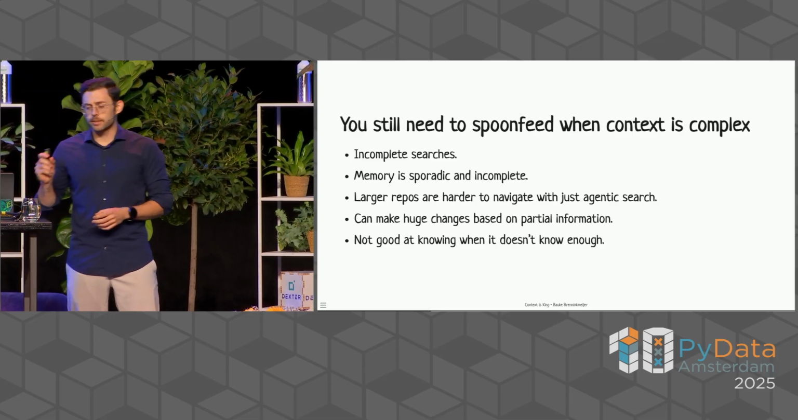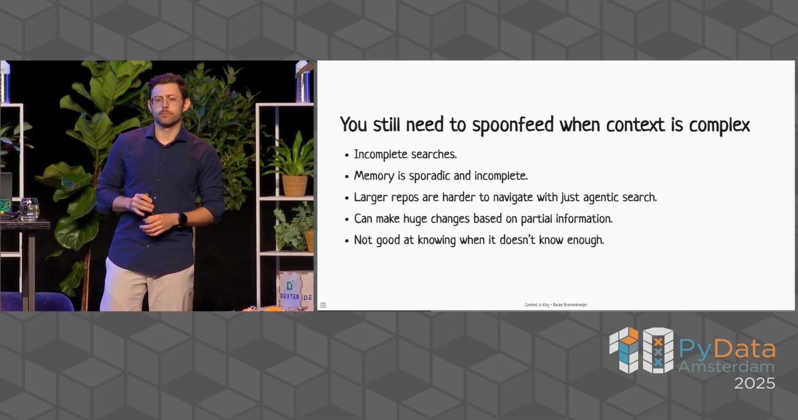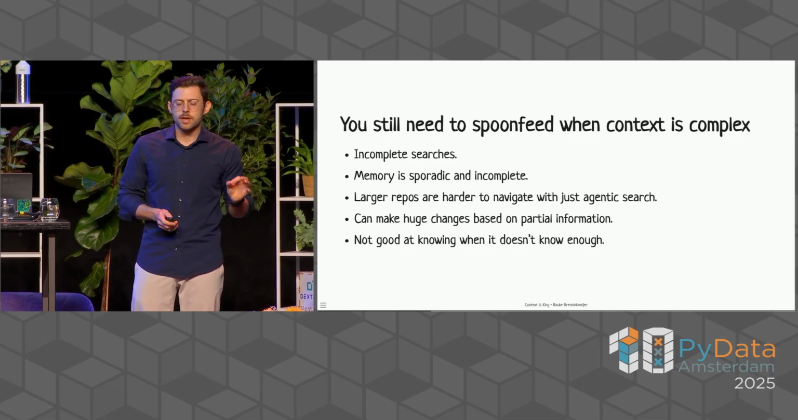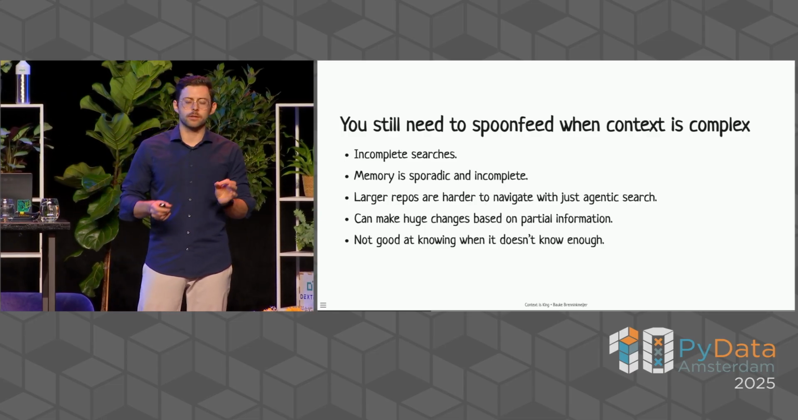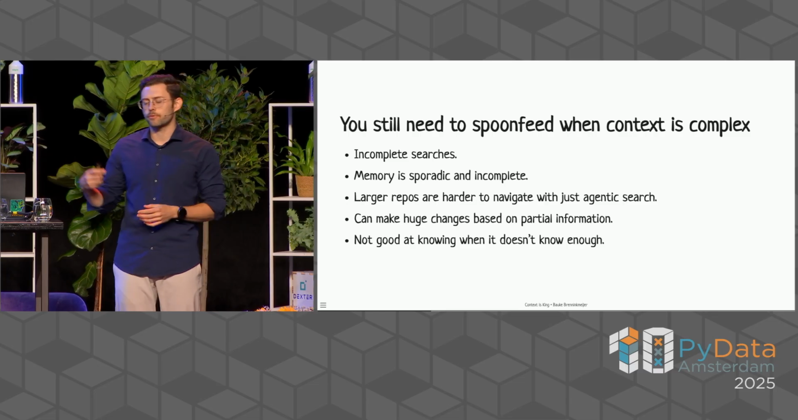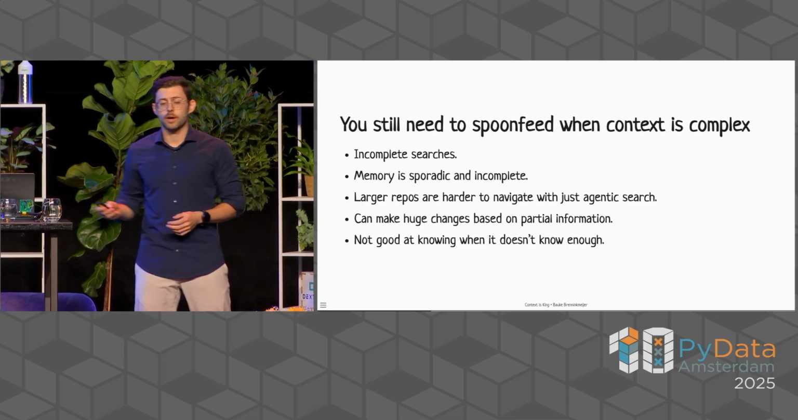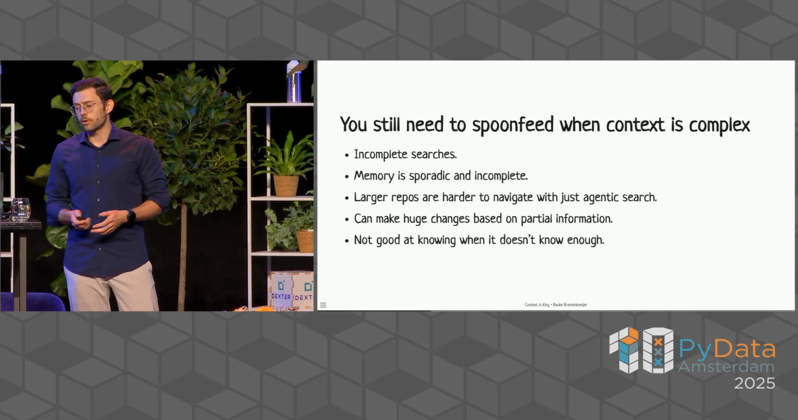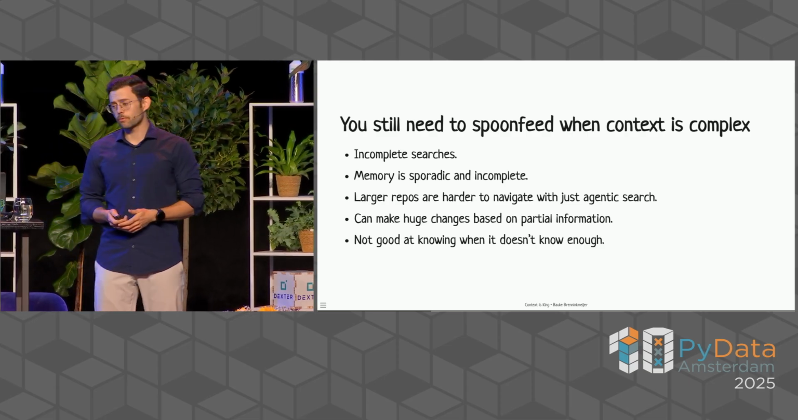The fourth one is it can make huge changes based on partial information. So when you lose attention for just 1 second and you don't find the error in the plan that it was making, suddenly you have 10 additional files, 5 extra classes, and 5 new CLI tools that you didn't know you needed for this, and you probably don't.